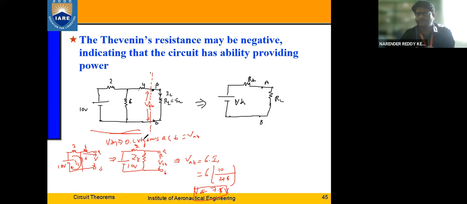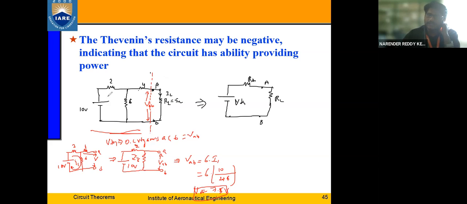What's the first step? To find the VTH, what is step 1? It is to remove the load resistance across AB, right? Now remove the load resistance and find the voltage drop across A and B. So how do we get the value of the voltage across A and B?